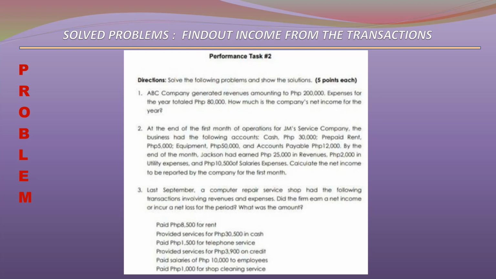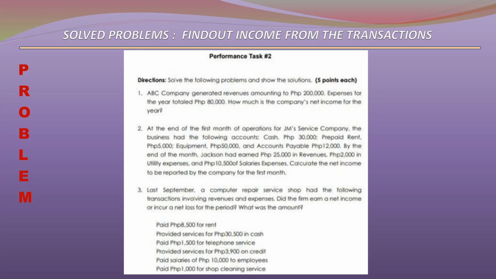2. At the end of the first month of operations for JM Service Company, the business had the following accounts: cash PHP 30,000, prepaid rent 5,000, equipment 50,000, and accounts payable 12,000. By the end of the month, Jackson had earned 25,000 in revenues, 2,000 in utility expenses and PHP 10,500 of salary expenses. Calculate the net income to be reported by the company for the first month.